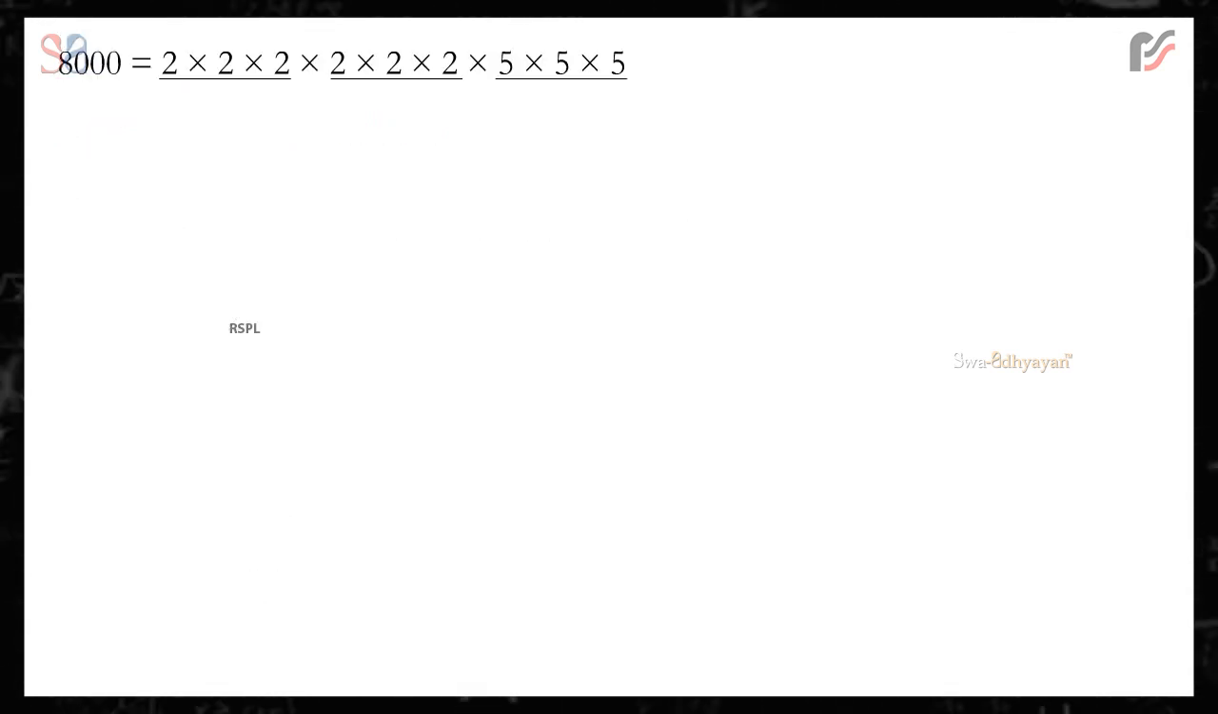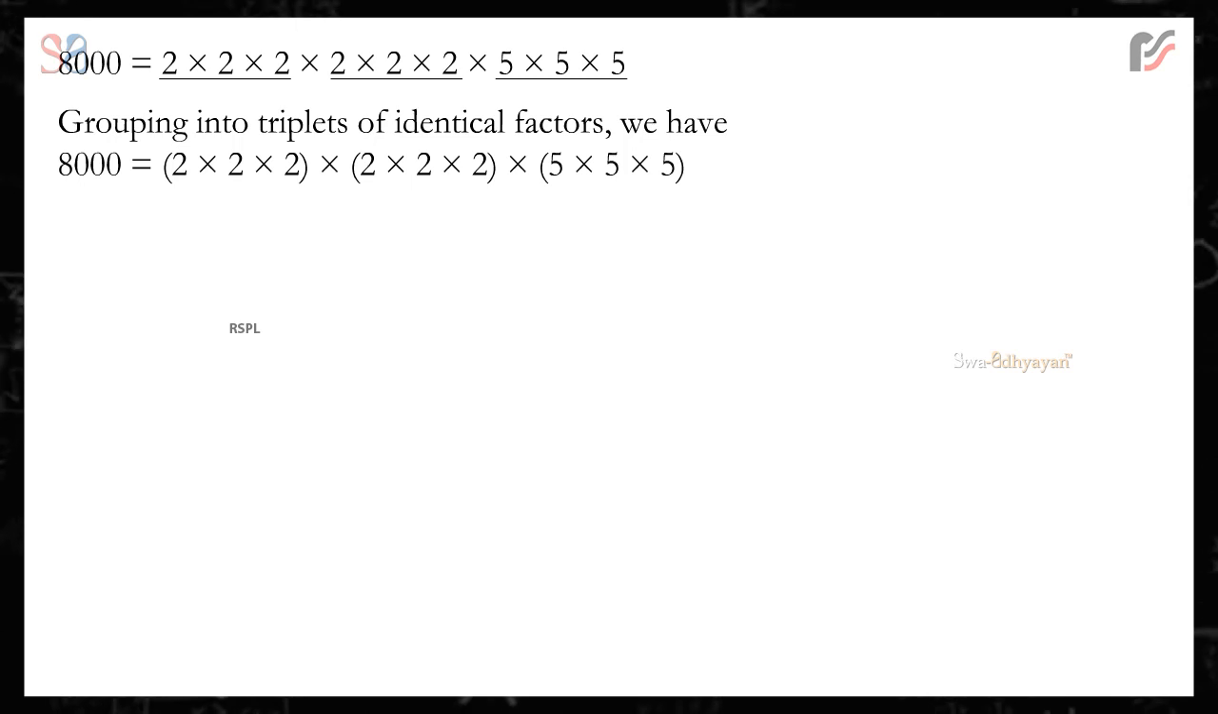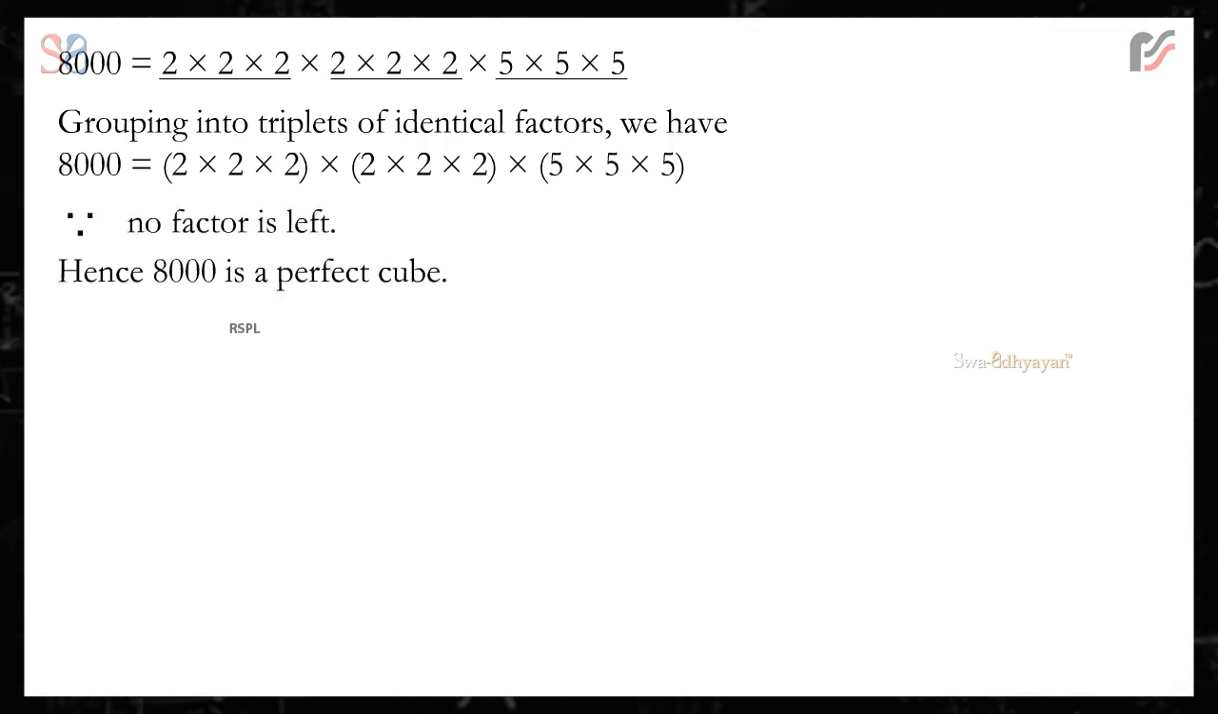8000 is equal to 2 into 2 into 2 into 2 into 2 into 2 into 5 into 5 into 5. Grouping into triplets of identical factors, we have 8000 is equal to 2 into 2 into 2 into 2 into 2 into 2 into 5 into 5 into 5. Because no factor is left, hence 8000 is a perfect cube.